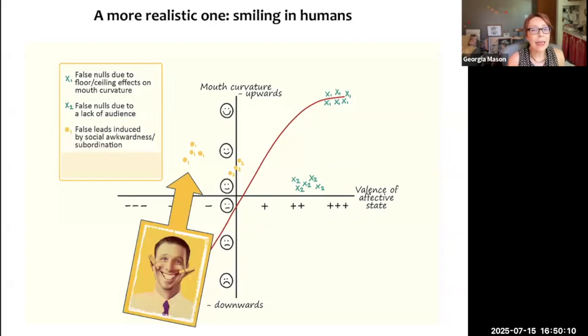It can also mislead us and lead us in the wrong direction by being prone to false leads. So I already talked a bit about fake smiling. I'm sure you've all seen fake smiles in awkward or nervous people. You may well have produced fake smiles yourself when you're nervous or feeling awkward. They're kind of obvious, but if we're only looking at mouth curvature, we would be misled and we would think a very tense person is happy when they're not.